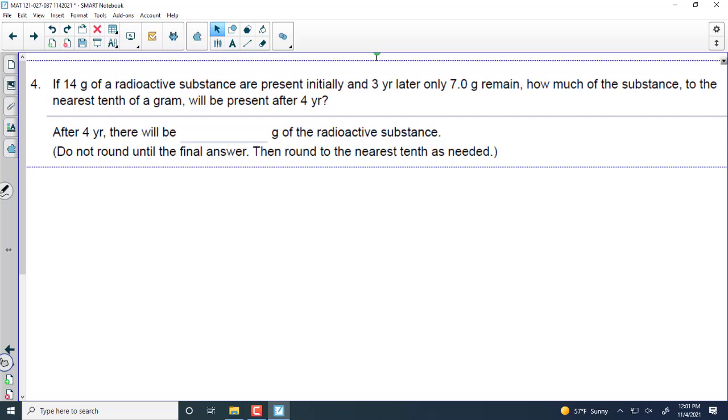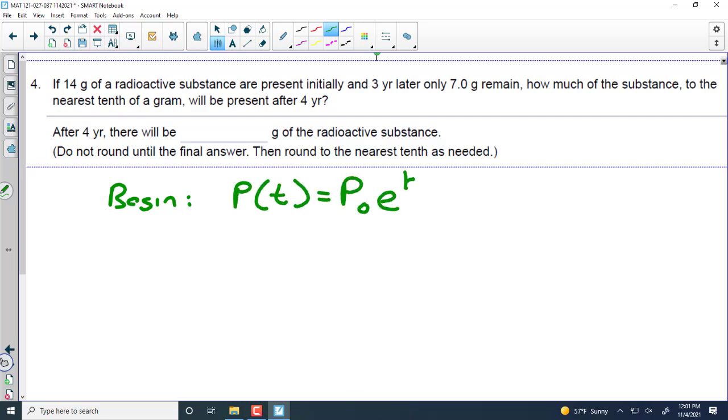If 14 grams of a radioactive substance are present initially and 3 years later only 7 grams remain, how much of the substance to the nearest tenth of a gram will be present after 4 years? This is a great example of a where do I begin problem. Where do we begin with almost every problem? In this section, you begin like this. That's how you begin, using the one formula that we use in this section. And then you just start figuring out what you know.